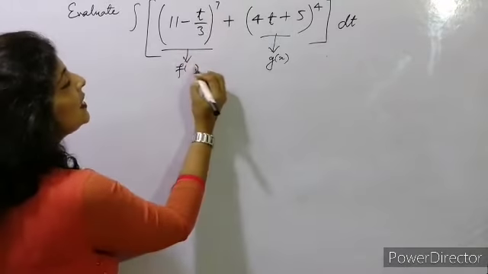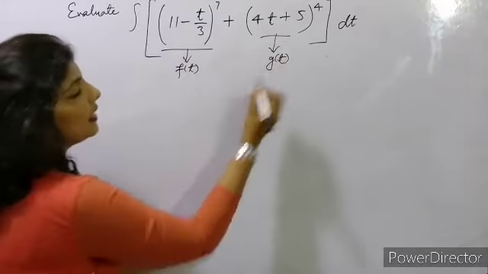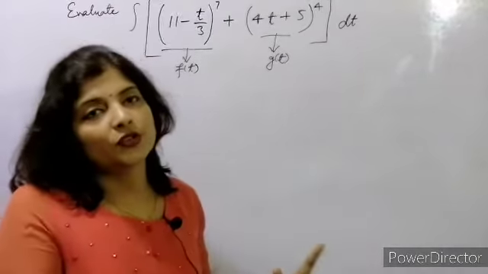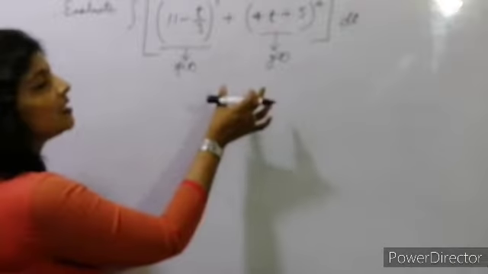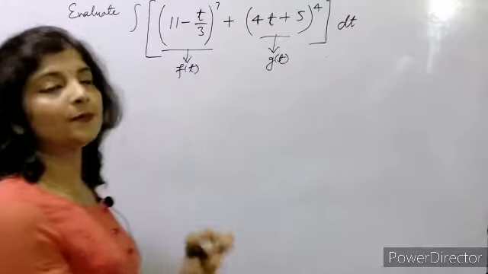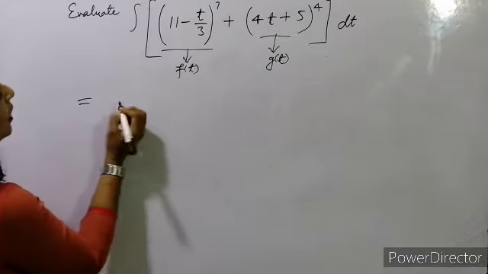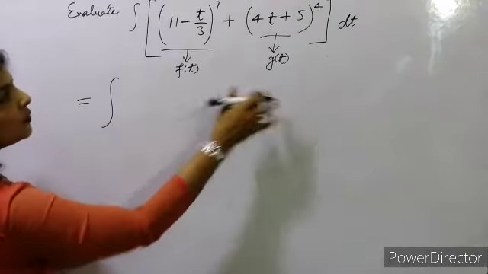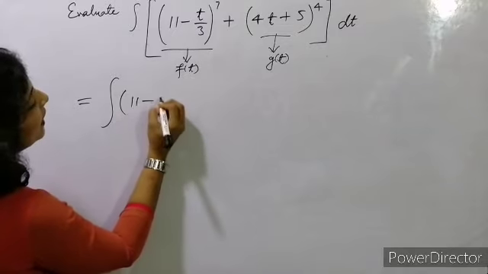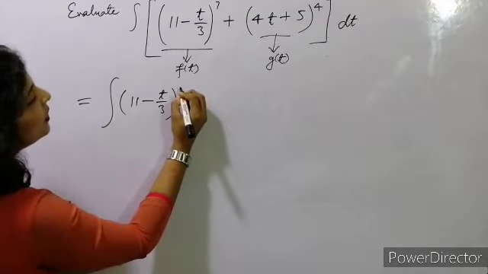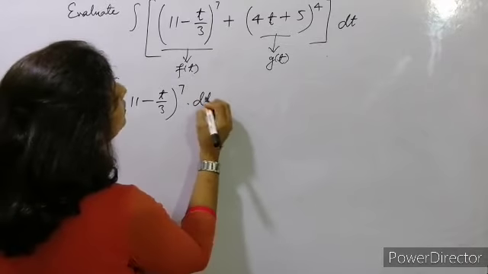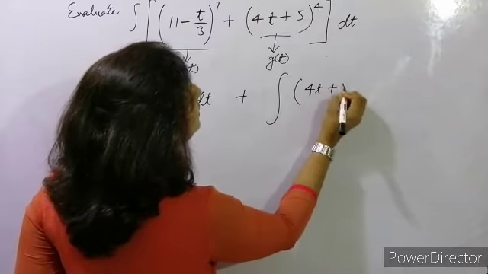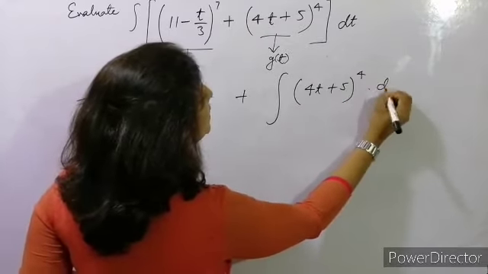Here, f(t) is a function of t and g(t) is a function of t. So we have to find the integral of f(t) plus g(t) with respect to t. The value will be the integral of f(t) with respect to t plus the integral of g(t) with respect to t. Here f(t) is (11 minus t) divided by 3 to the power 7, with respect to t, plus (4t plus 5) to the power 4 with respect to t.